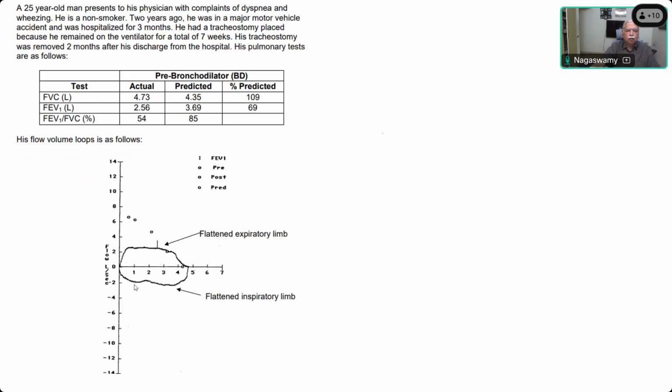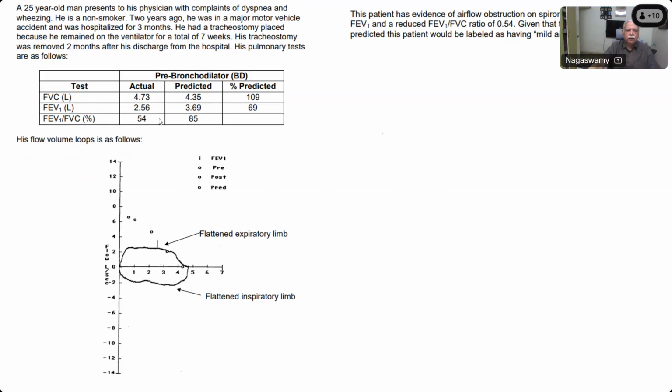And this is the flow volume loop, which you saw in the earlier slides. Tracheal stenosis, fixed upper airway obstruction. Very good. So this patient has airflow obstruction because FEV1 is reduced. Even though FVC is normal, the FEV1 to FVC ratio is also reduced. So he has an airflow obstruction, but it's a mild airflow obstruction.